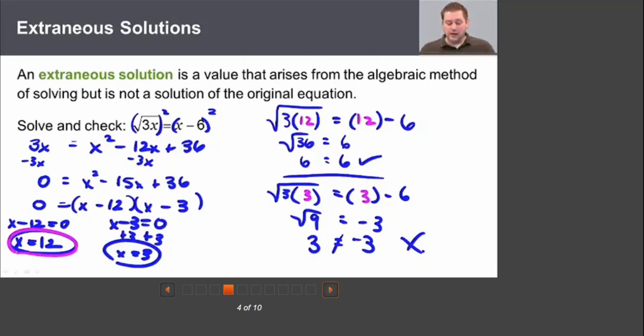This is an extraneous solution, so let's put that in here. The value of x equals 3 is extraneous. It was an extra solution that arose. Even though I solved this correctly algebraically, I ended up with a solution that didn't match the original equation. So, the only solution to this equation is x equals 12.